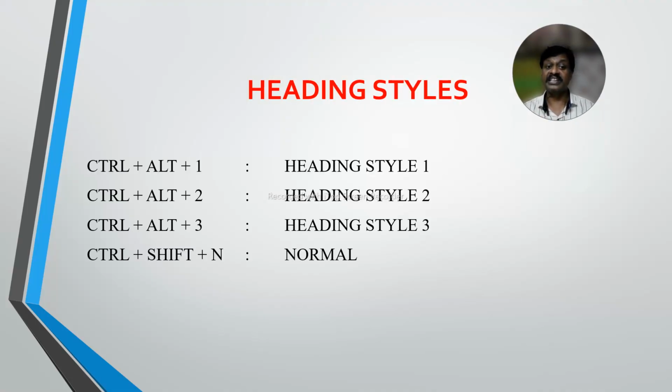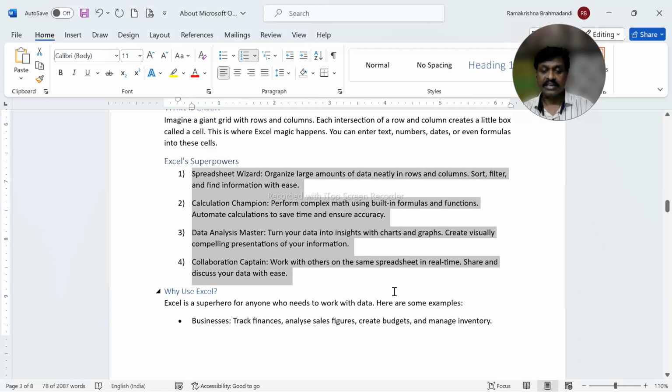And next, heading styles. In the paragraph styles video we learned about headings. A total of 9 heading styles are there. For only 3 headings we have keyboard shortcuts. So for heading style 1, Control Alt 1, for heading style 2, Control Alt 2, and for heading style 3, Control Alt 3. Let us see.